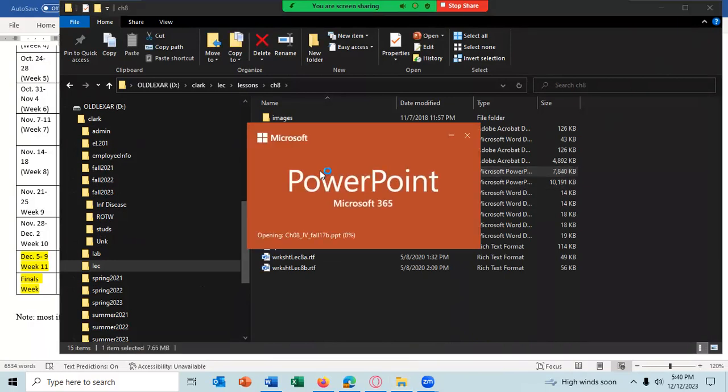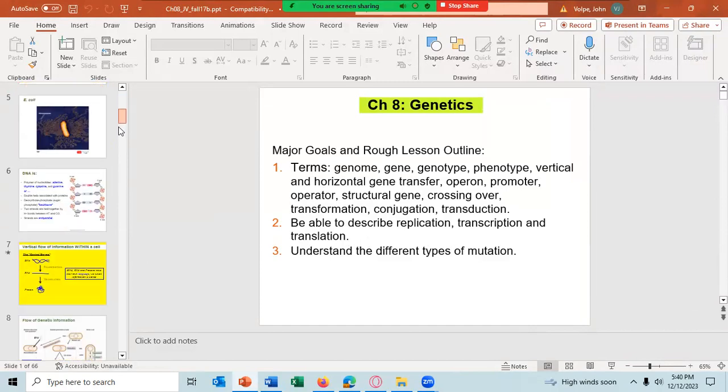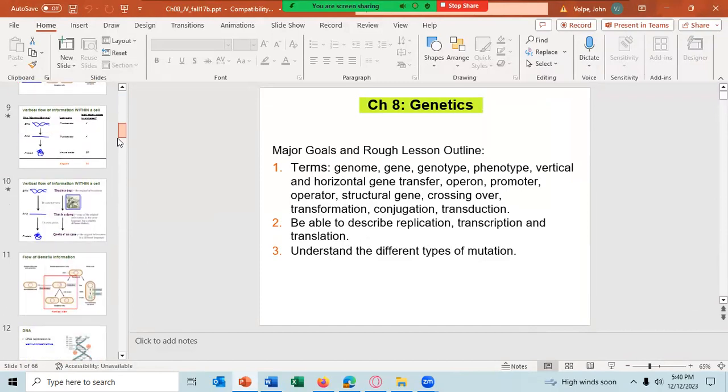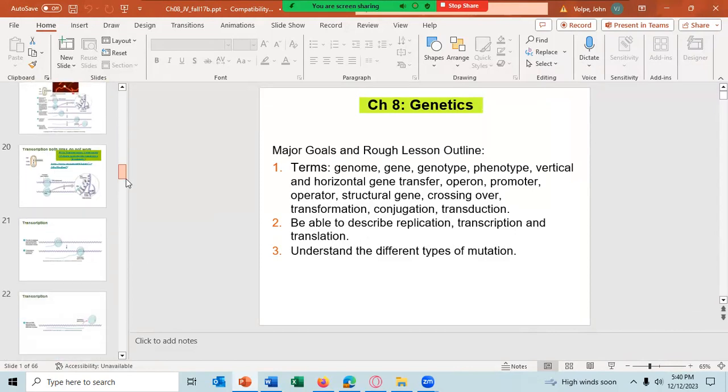Chapter 8 is a fairly important chapter, so I probably will be asking at least 2 questions on the final from this. You should know the terms of this chapter, be able to describe DNA replication, RNA transcription, and protein translation, and then understand the different types of mutation. There's a point mutation where simply a nucleotide base is changed.